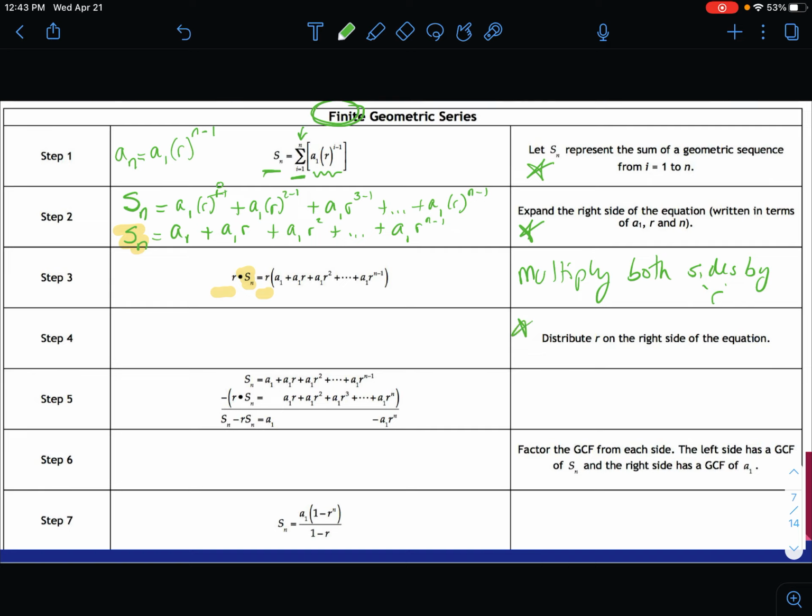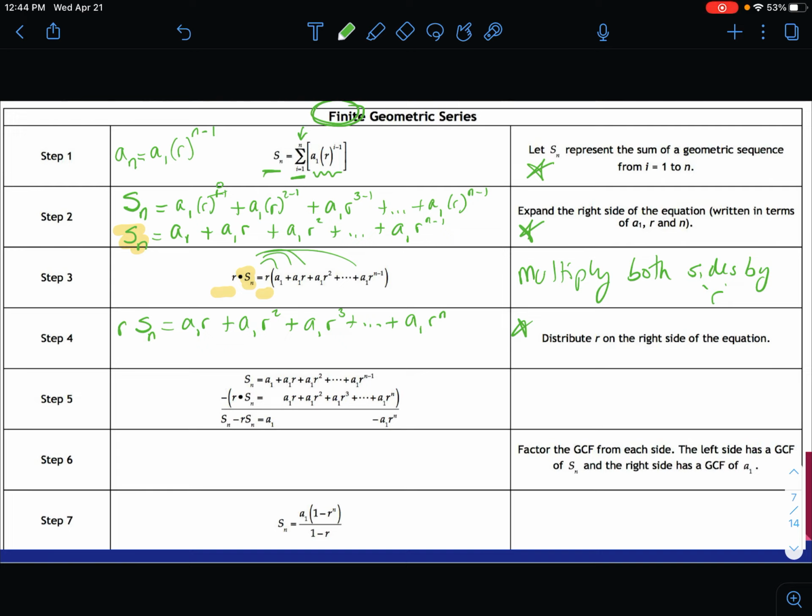Okay, the next line is telling us, hey, distribute that r on the right. So we'll just go ahead and multiply that into all these values. So we get r times the sum of the first n terms on the left, a sub 1 r plus a sub 1 r squared plus a sub 1 r cubed. And of course this keeps going, and then a sub 1 for our last one, r to the n. Okay, and again, this is just our algebra in terms of using these exponent properties.